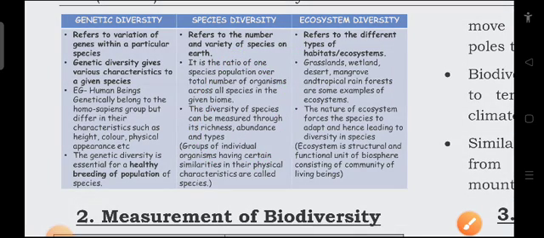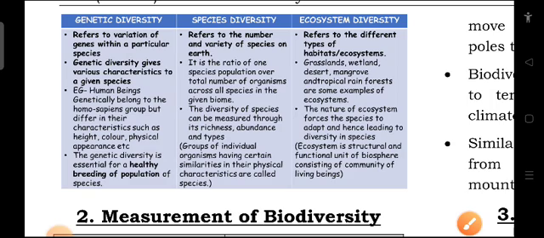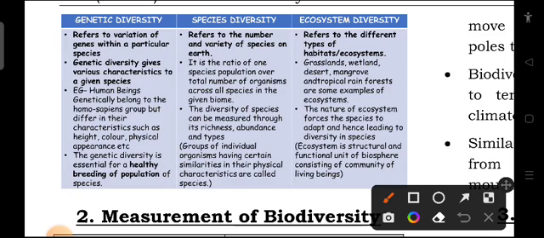So the next kind of diversity is ecosystem diversity. It refers to the different types of habitat or ecosystem. For example, grassland ecosystem. All those creatures or species living in the grassland are one type. And then wetland, desert ecosystem, mangrove ecosystem, tropical rainforest are some of the examples of ecosystems. The nature of the ecosystem forces the species to adapt and hence leads to diversity in species. So this is the definition of ecosystem: it is the structural and functional unit of the biosphere consisting of a community of living beings.